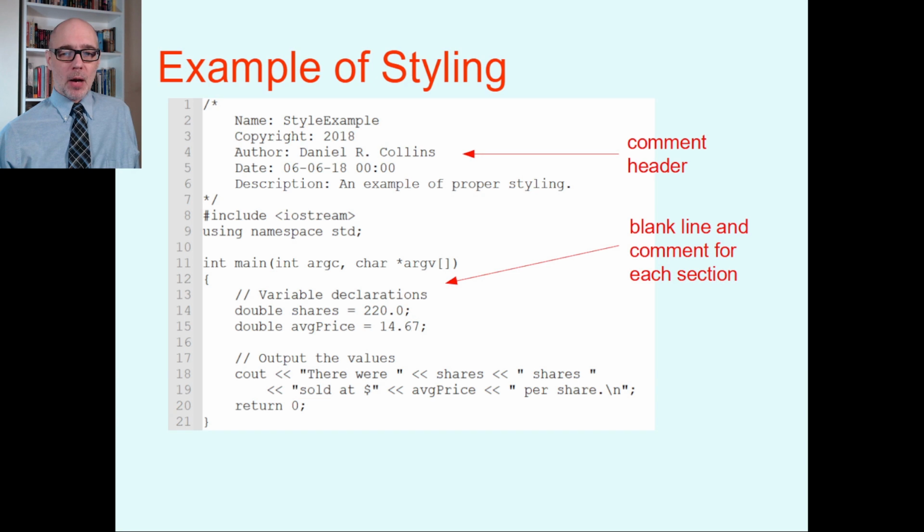Now after that, you notice in the main function, every section of code has a blank line and then a comment about what the next couple lines are going to be doing. And then you have, in this case, 2 lines of code following that. So here's where it says, here come the variable declarations, and I'm declaring a double for shares and a double for average price. And in the next section down, again, there's another blank line, a 1-line comment, and a couple lines of code.